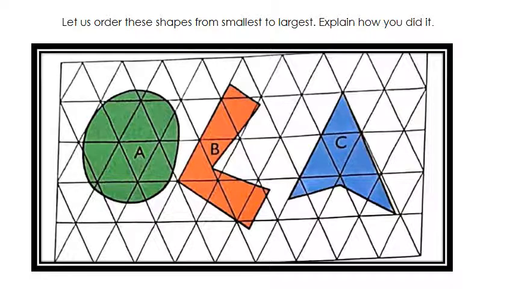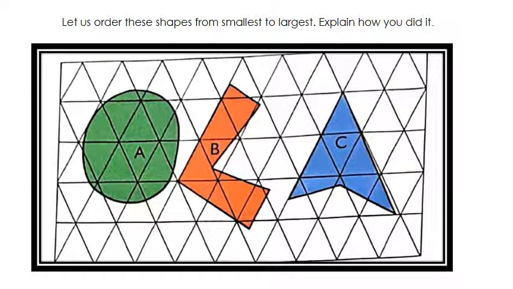On this slide, boys and girls, we have to order the shapes that we see from smallest to largest. And we also need to explain how we did that. As you can see, the shapes are not the normal shapes we are used to. In other words, these are irregular shapes. Unlike our normal circle, triangle, square, these are irregular because we don't know their names. But we nonetheless have to order them from smallest to largest.